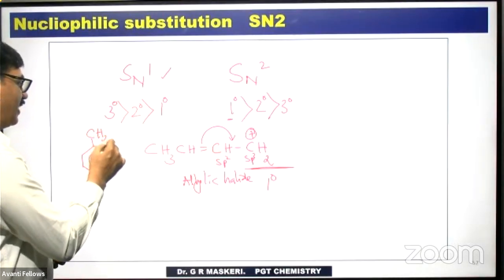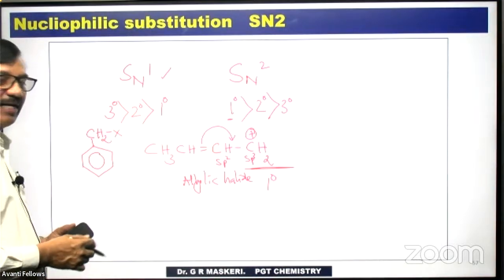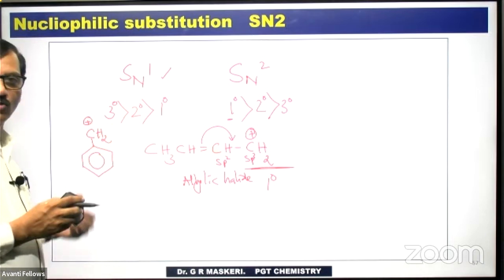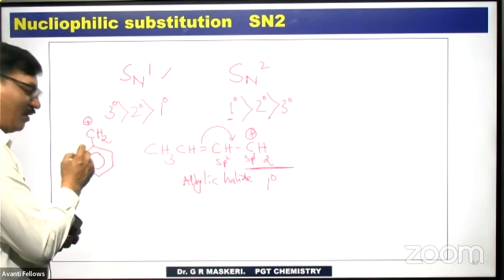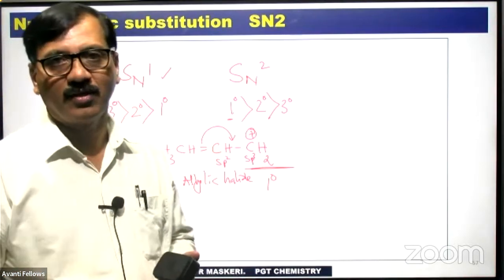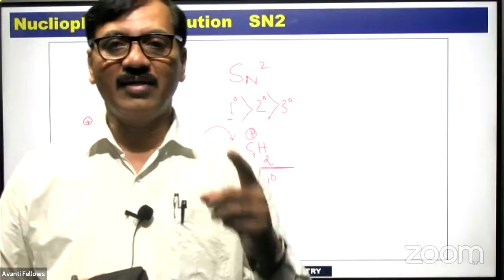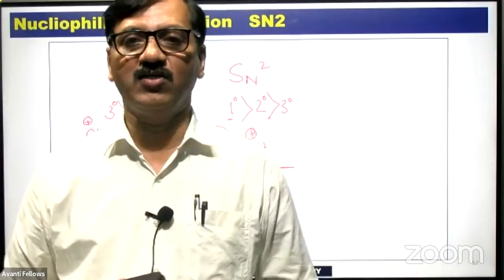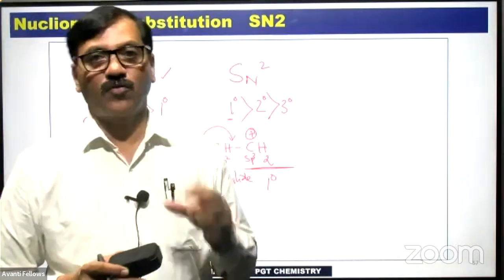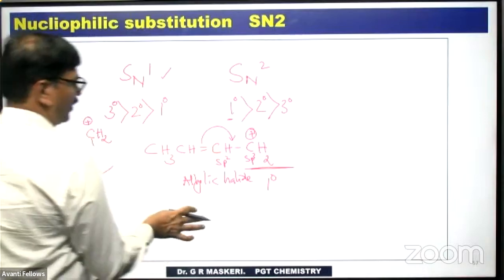Benzylic halide, this is the benzylic carbon and this is the halogen. This is also primary. Benzylic halide forms a benzylic carbocation like this. This is also stable because the benzene ring is able to stabilize it by resonance. Therefore, one more point to be remembered is, even though allylic and benzylic halides are primary halides, they form stable carbocations, therefore they preferably follow the SN1 path. Right.